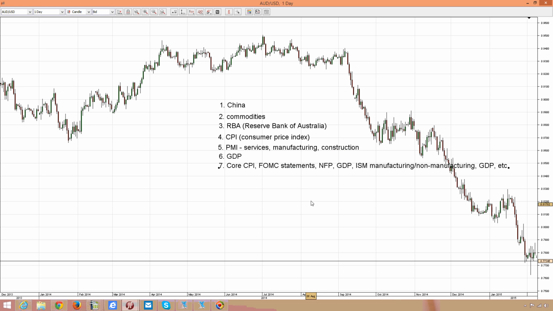Now, opposite to the US dollar, Canadian dollar, which is heavily dependent on the oil market, the Aussie as a currency pair, the Australian dollar, US dollar, is heavily dependent on China and on commodity prices.